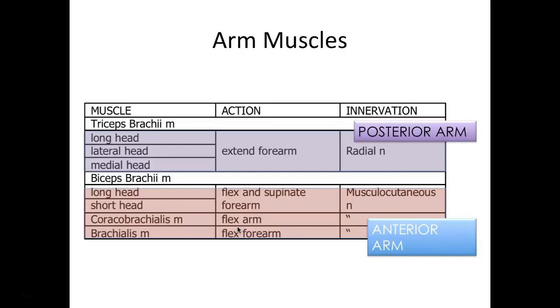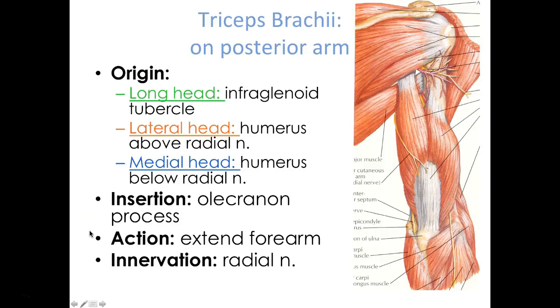Now let's get into the arm. We are going to talk about our posterior arm muscles and anterior arm muscles. Really, your triceps are the only muscle you're going to have on your posterior arm. In your anterior arm, you have your biceps, and your long head and short head belong to your biceps brachii. And then you have your coracobrachialis and your brachialis muscles.